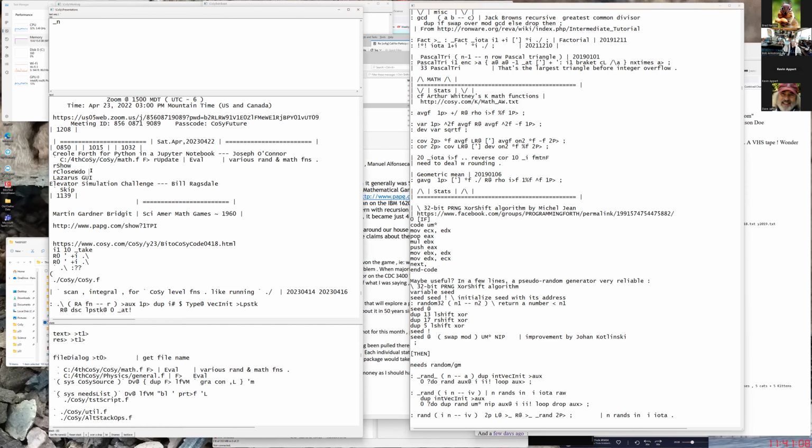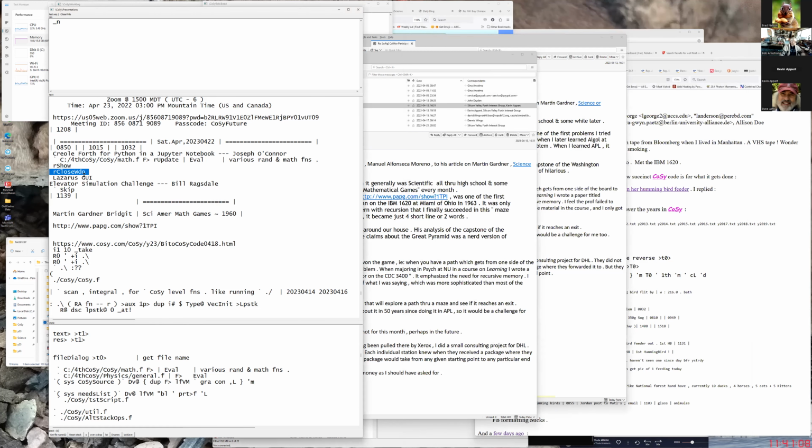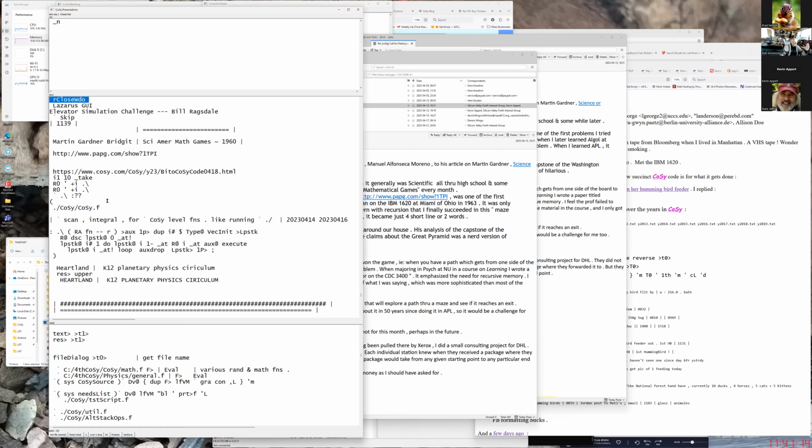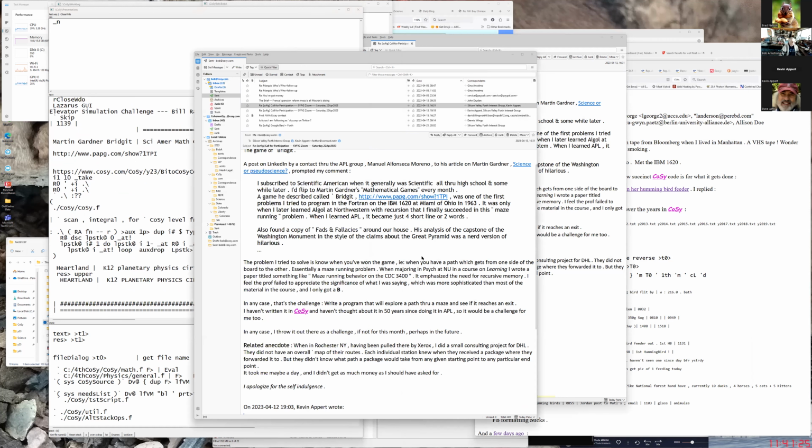And one of the things is you'll see when I execute a line, I'm F6ing it. Essentially, if I hit enter, it just is words. Now, one of the things that I said I would talk about was this Martin Gardner's game of Bridgit.